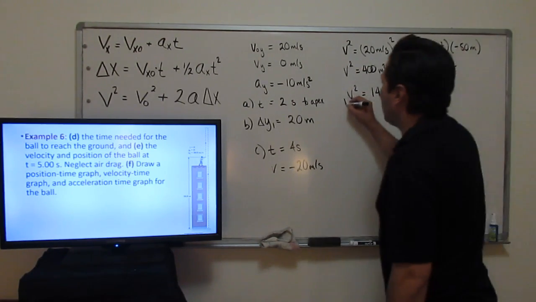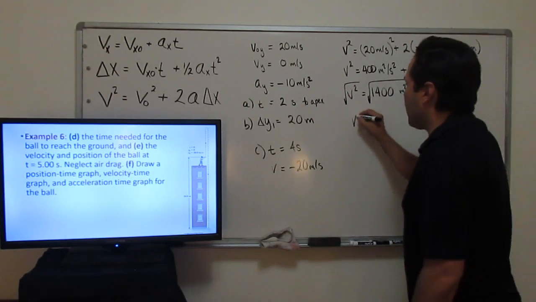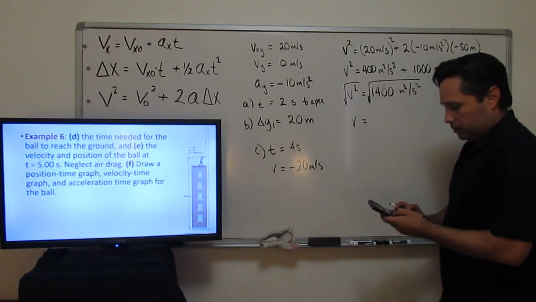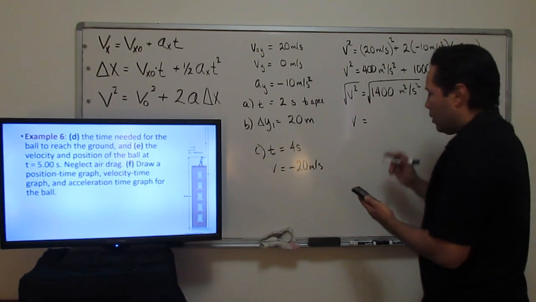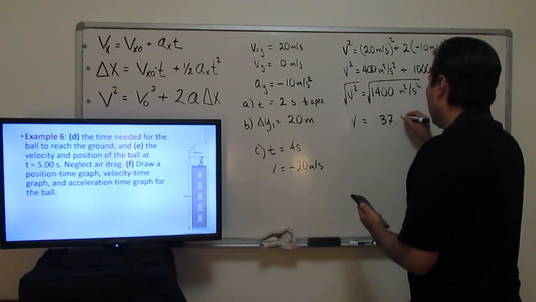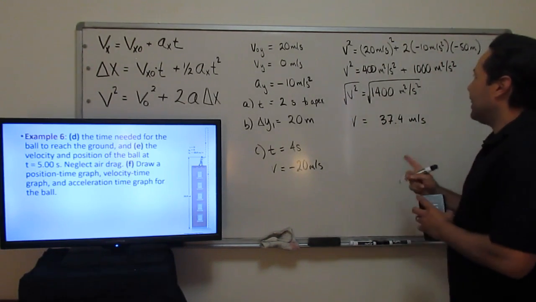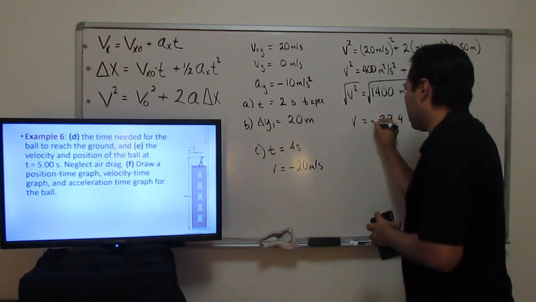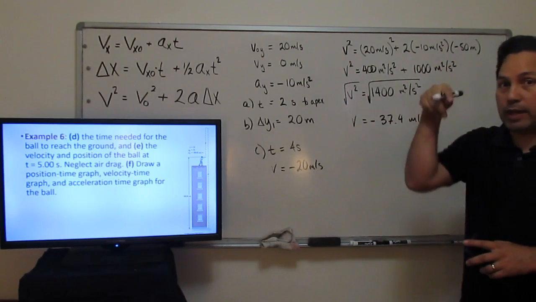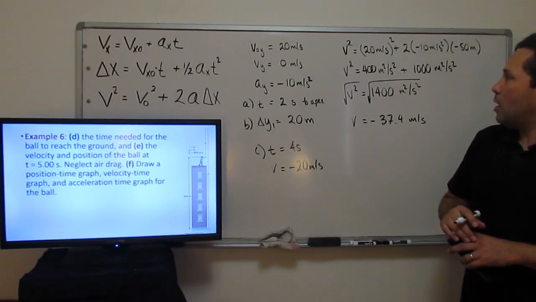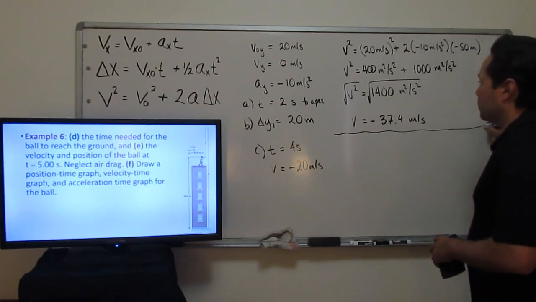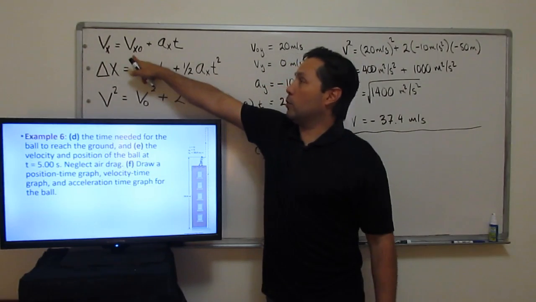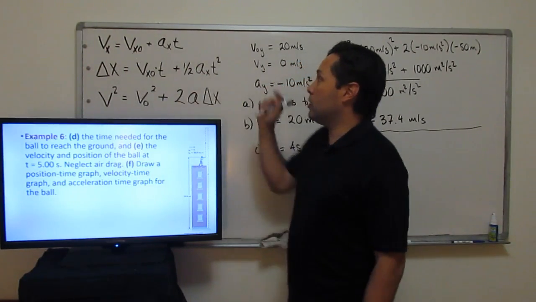And then we get the square root, and that will give us the value that we're looking for. The square root of 1,400 is 37.4 meters per second. And by the way, I do have to point out that it is going in the downward direction, so I'm going to put negative to show that. Alright, so now we know the final velocity. We know that the original velocity was 20 upwards, so we're going to use that to solve for the time.